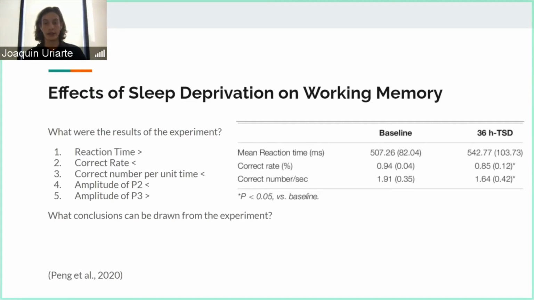As for the EEG data, we can conclude that because the P3 wavelength decreased after the total sleep deprivation, total sleep deprivation lowers one's efficiency and innate mechanisms of attention and decision making.